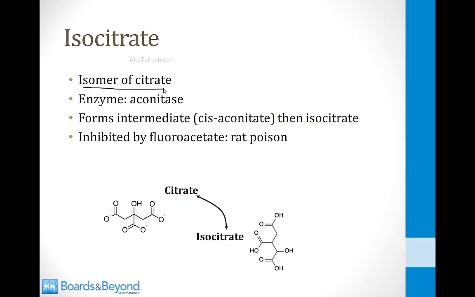Isocitrate is an isomer of citrate. That's how it gets its name. It has the same chemical structure. The molecules are just arranged differently around the carbon skeleton. You can see that this OH group is attached to the central carbon in citrate. It's moved down one carbon in isocitrate, closer to the end.